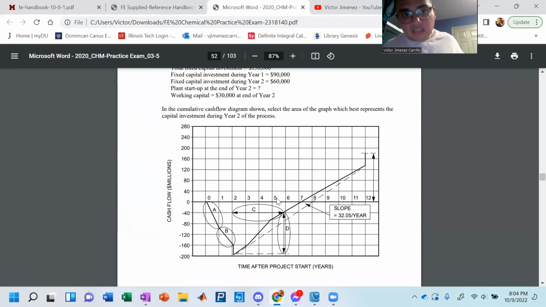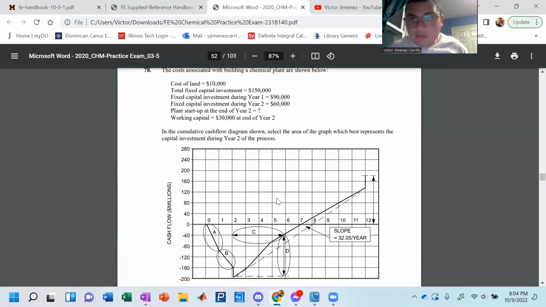Now the last question, thank God, that I have written down: the costs associated with building a chemical plant are shown below. Cost of land, total capital investment, fixed capital investment in year 1, fixed capital investment in year 2, plant startup, working capital, and there's a graph. It asks which best describes the capital investment during year 2 of the process.